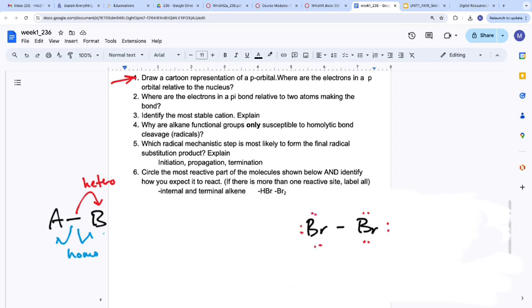Our favorite answer was this. Circle the freaking atom. Okay? The thing that's reactive. Okay? Br2 is a tricky one. You want to know why it's tricky? Or how it's tricky? What do you see when you see Br2?